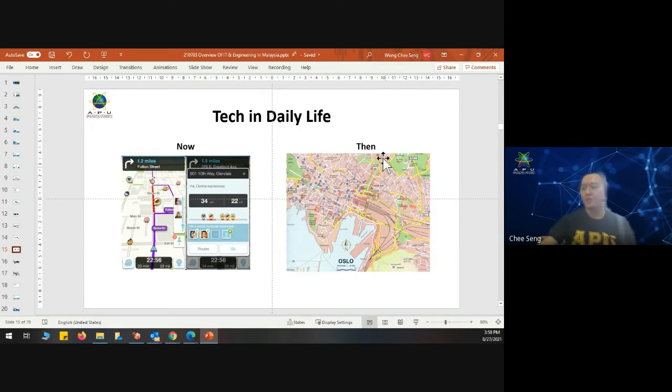Back then there's no such thing as GPS. There's only physical map that you have to go to the kedai buku and buy, and then you have to figure out where is where. The worst part is that I dare to say out of all the audience here, even myself, we can't really tell where is east, south, west, you know. So that's the other thing that's happening. A lot of improvement in our daily life.